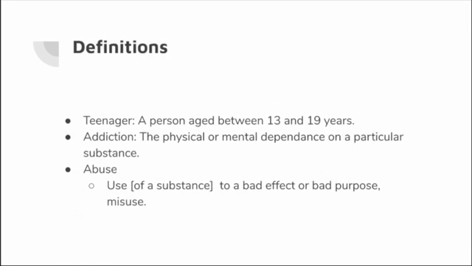Before beginning to understand the importance of all of the data that's going to be presented, it's important to understand some of the terms that we are going to be covering. Teenagers is in relation to our population of this presentation, and it is defined by Oxford Dictionary as a person who is aged between 13 and 19 years. Furthermore, addiction is defined as the physical or mental dependence on a particular substance. Abuse is defined as the misuse or the use of a substance to a bad effect or a bad purpose.